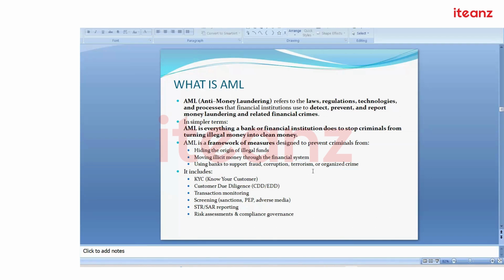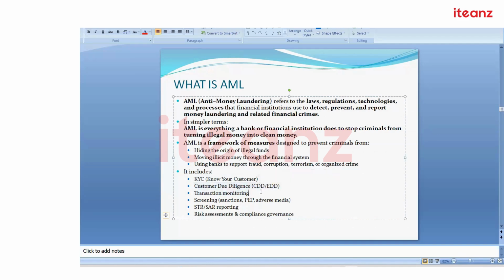Clear? Clear, sir. Okay. So now the most important thing is how AML is able to do all these things. When you're talking about data, what kind of data? To get that data, it is using KYC data. Then customer due diligence.